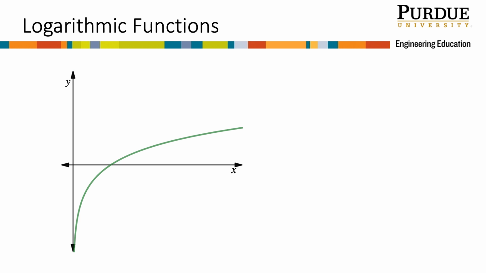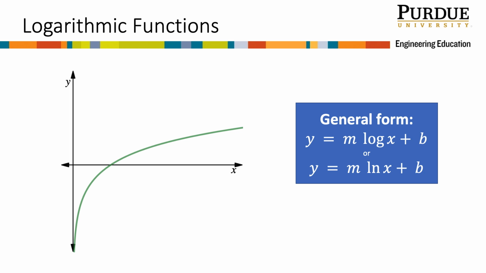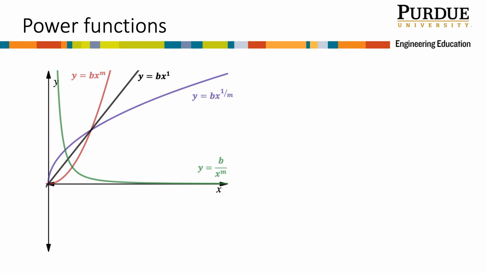Logarithmic functions have this basic shape. The general form is y = m times log base 10 of x plus b, or y = m times the natural log of x plus b. Logarithmic functions such as these cross the x-axis but not the y-axis.